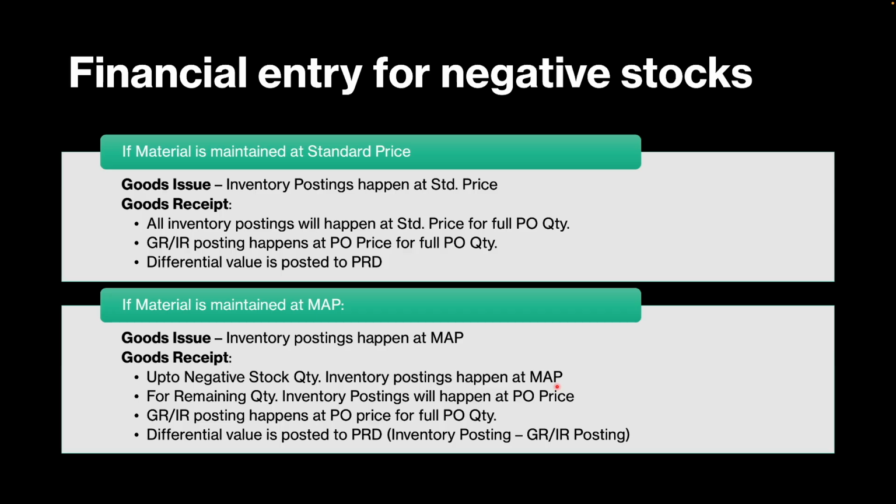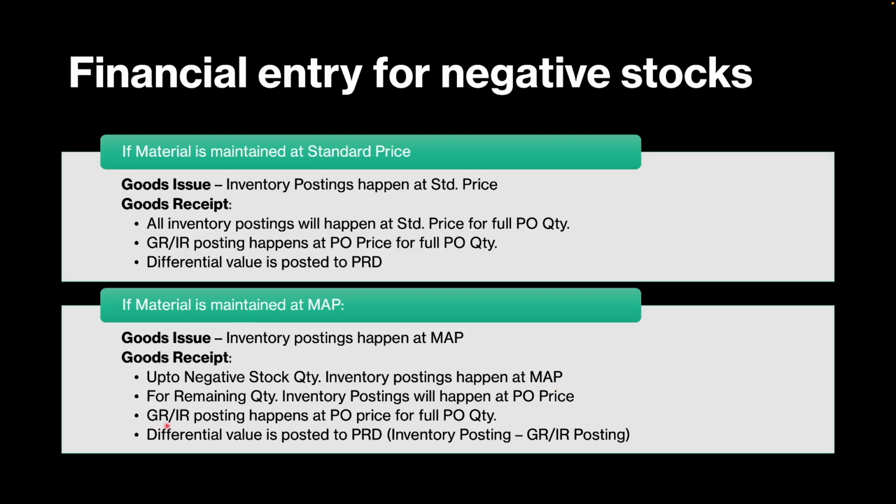So this is different from what happens when you have a positive stock in the system. When you have a positive stock or regular stock, if you post a GR for the full GR quantity, the system takes value from the purchase order. But when you have a negative stock, then up to the negative stock quantity, the system will take value from its MAP, and for the remaining quantity, if it is there in the purchase order, the system will take the unit price from the purchase order.